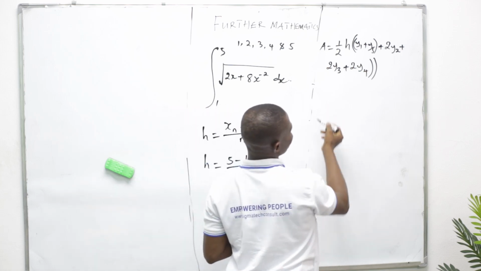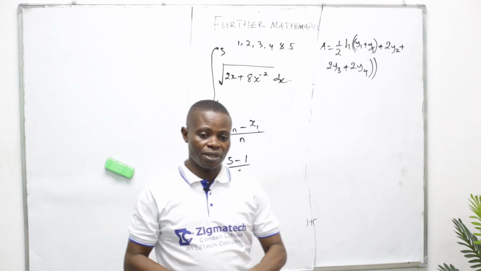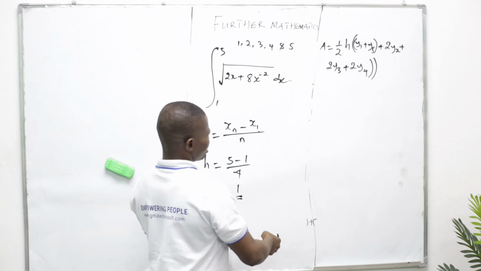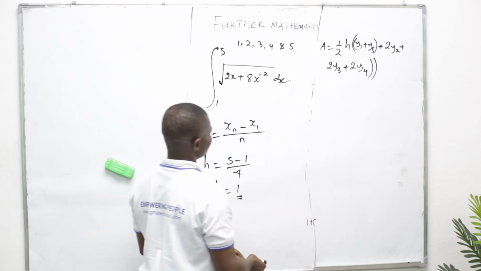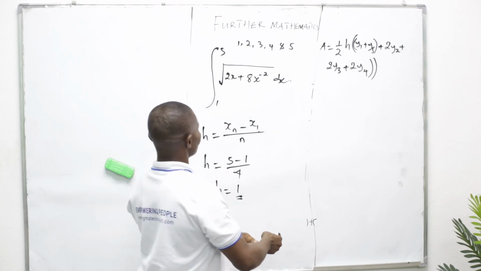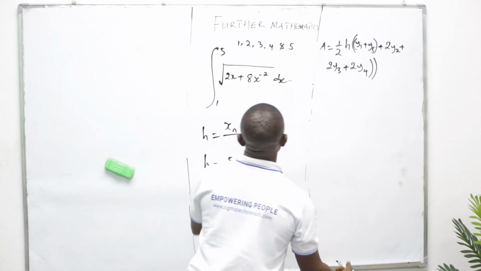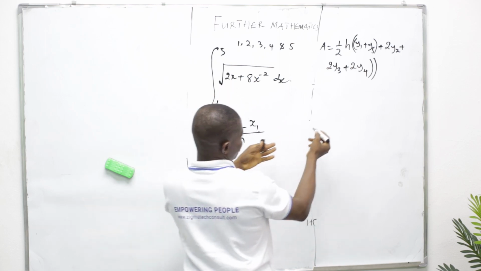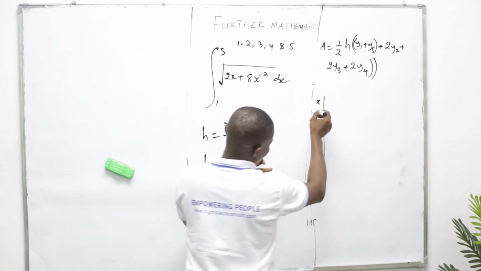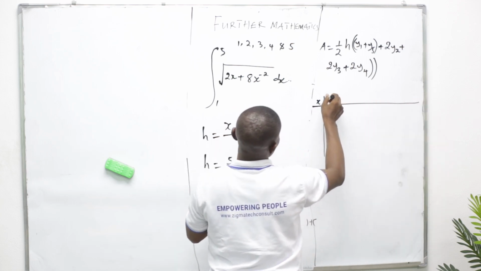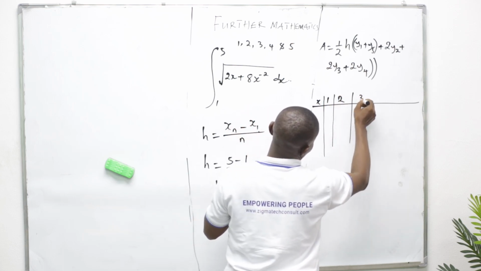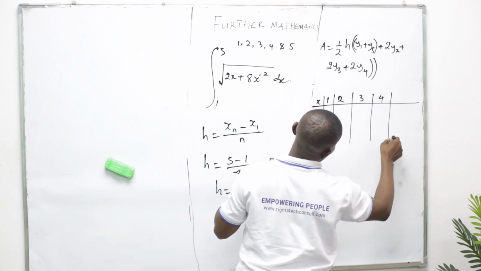Now, there must be a table for this. That's how it is being solved. Let us create our table. How do we create a table? You consider what you have in your integration. If I am to create a table, I will have x. What are the values of my x? I will say the first value, 1. The second, 2, 3, 4, 5.